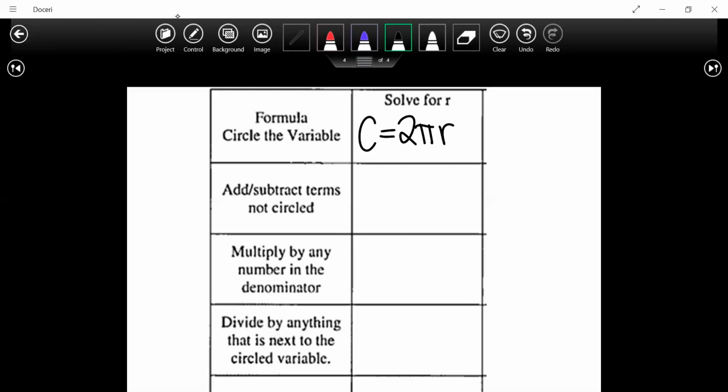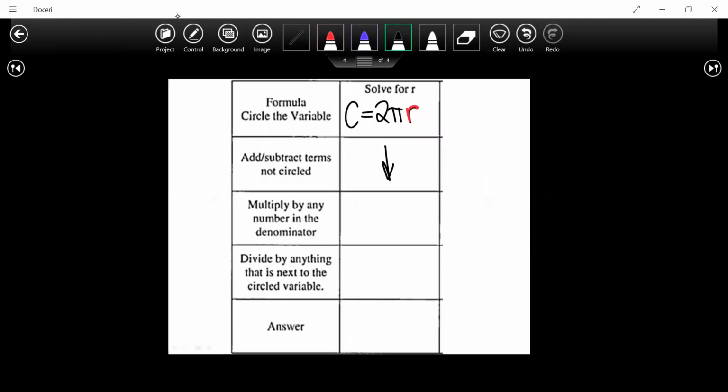Now, you guys should already have this written down. Didn't take me that long to write it down. Okay, I'm going to highlight my variable, in this case r. Do I need to subtract out any terms? No. What about multiply by the denominator? So we're going to skip 2 of them. I'm going to rewrite it. C is equal to 2 pi r.